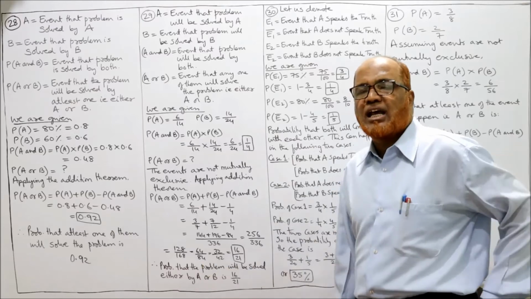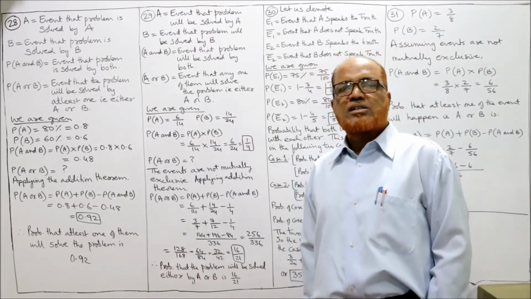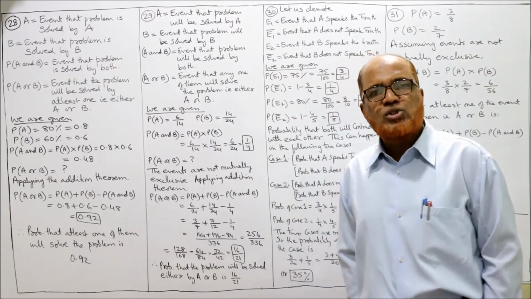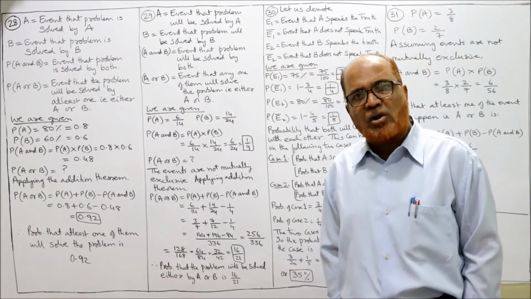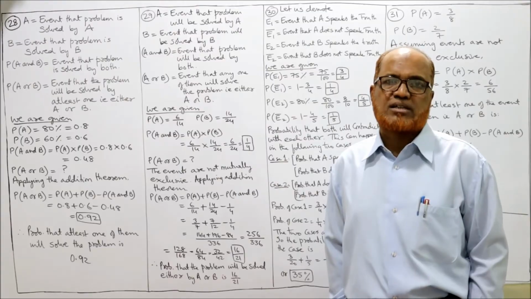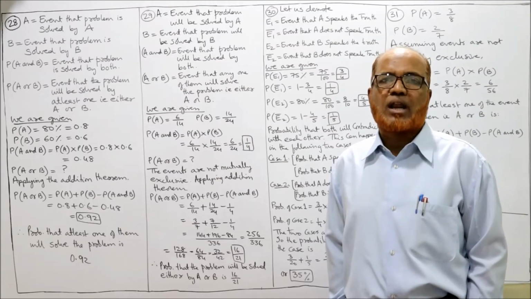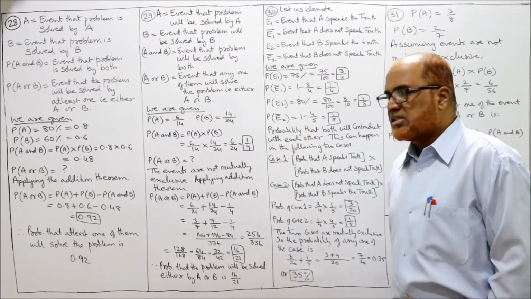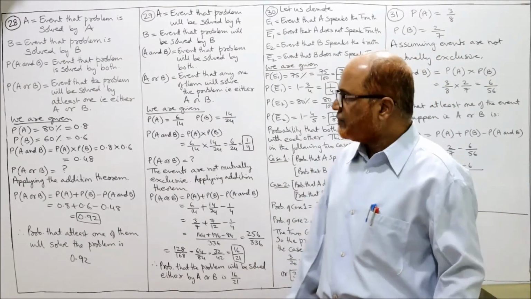So finally it is asking you what is the probability that the problem will be solved. The problem will be solved when either A solves it or B solves it. Either one of them solving it, that is P of A or B, and that you got as 16/21.